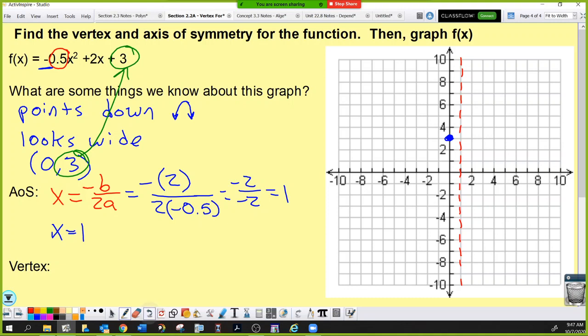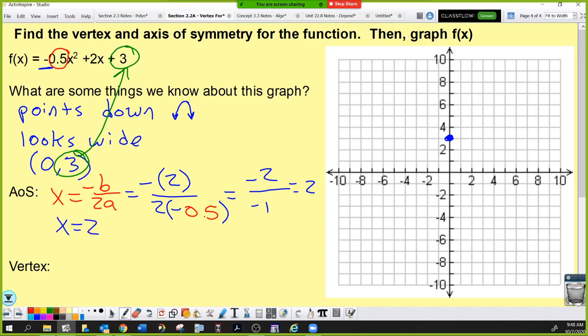No, I'm sorry, it's 2. It's not 1. Sorry, 2 times 1 half is definitely not 2. It's a lot of undos. Undo. Whoa, that's too many undos. Oh, it's red. Well, whatever. There we go. X equals 2. Sorry, guys. There, that's better. X equals 2, axis of symmetry.